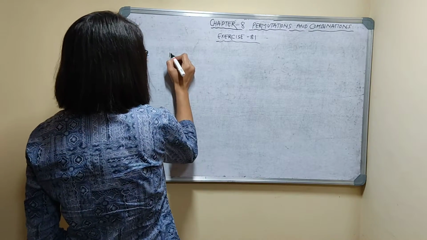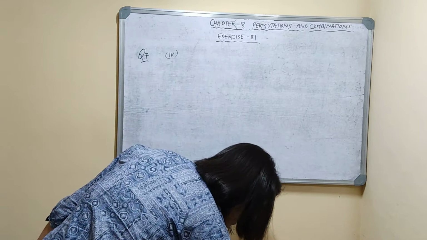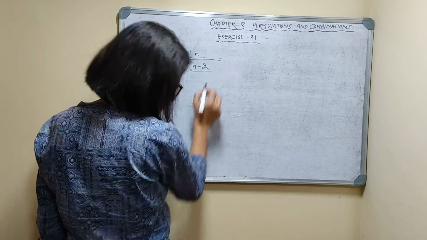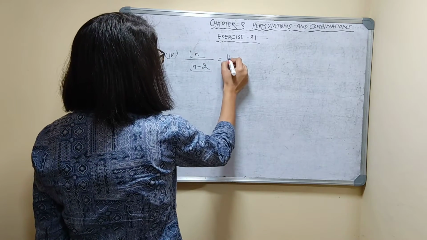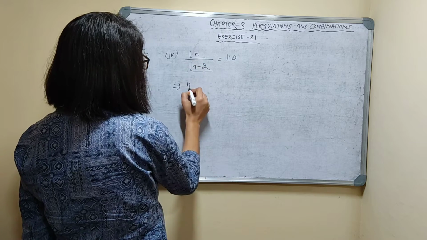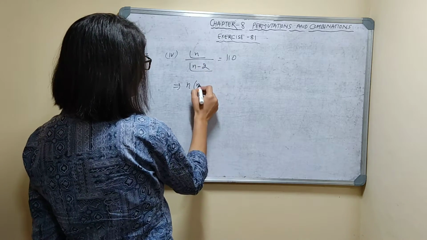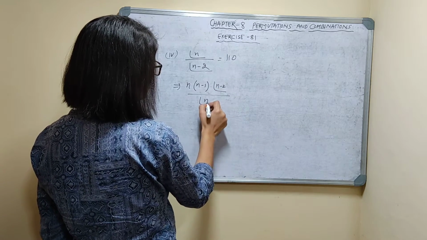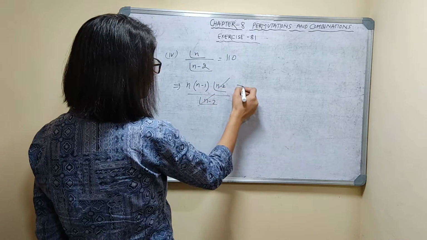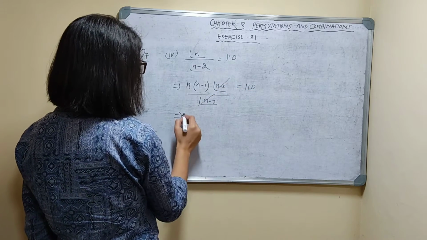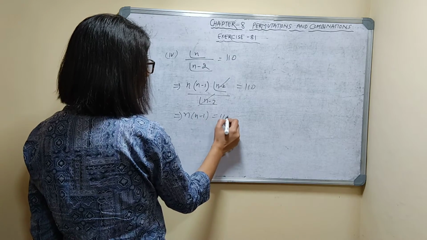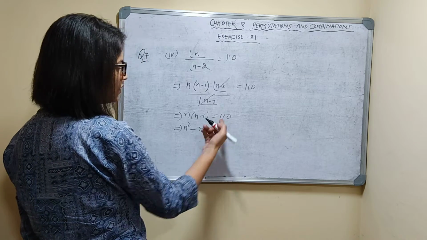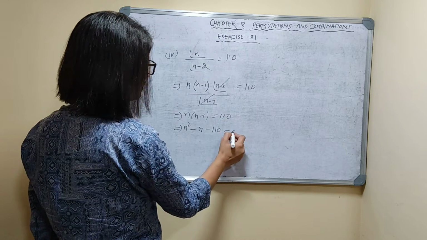Part fourth, you can see factorial n upon factorial (n-2) is equal to 110. So I can write n into (n-1) into factorial (n-2) upon factorial (n-2). I will stop here only. So it will get cancelled, is equal to 110. So n into (n-1) is equal to 110. n square minus n minus 110. This 110 will come this side, so it will be negative of 110 is equal to 0.